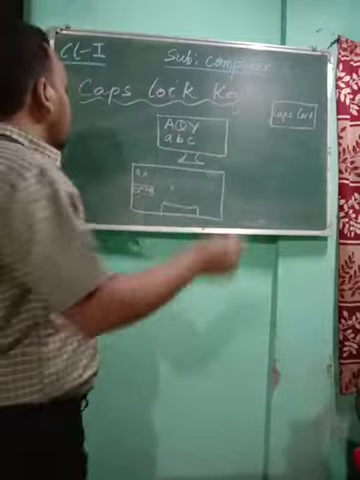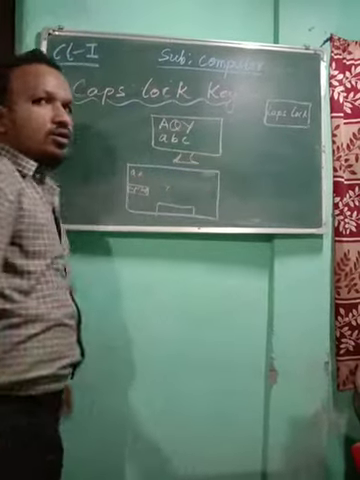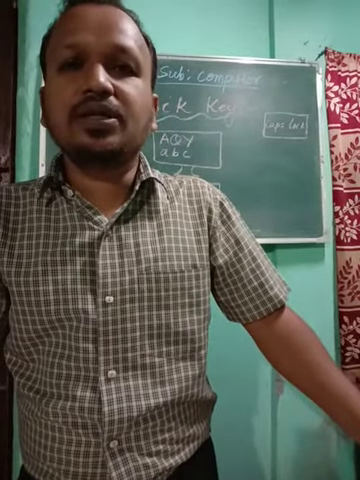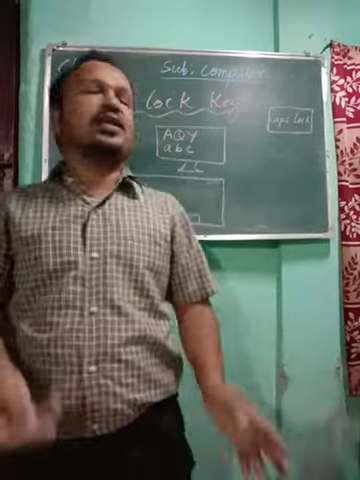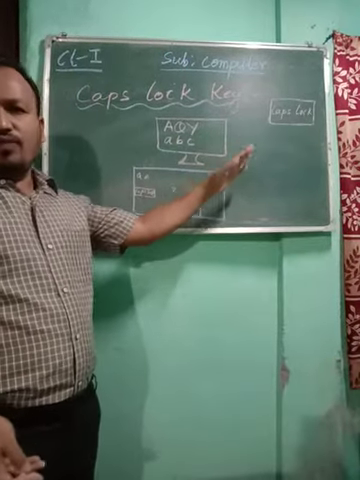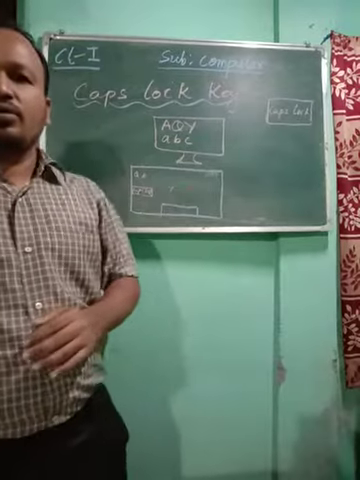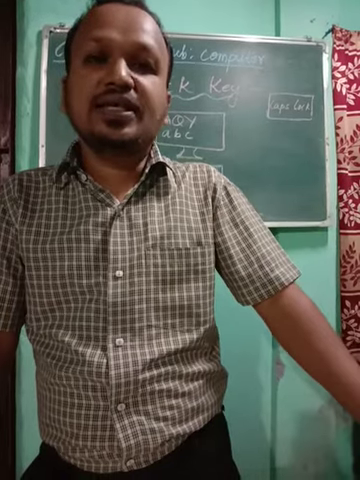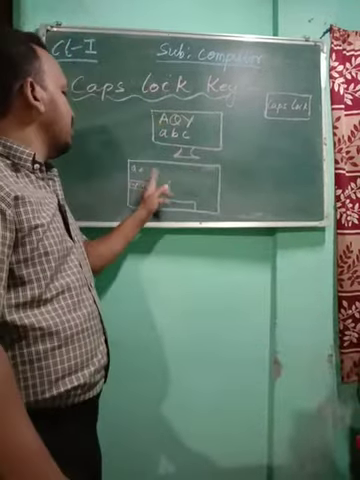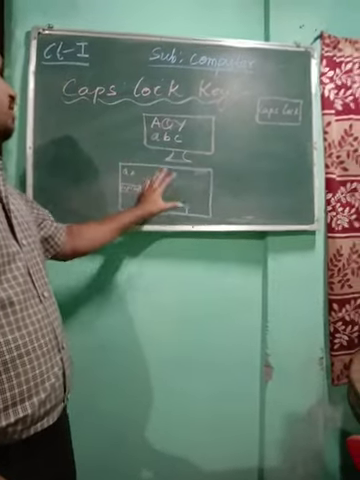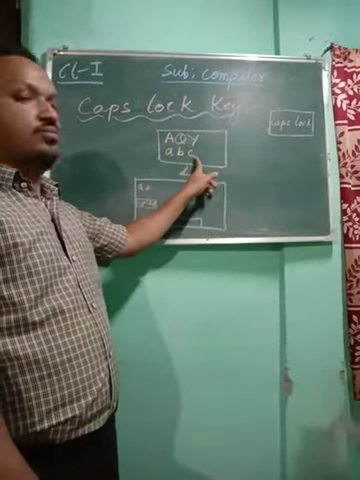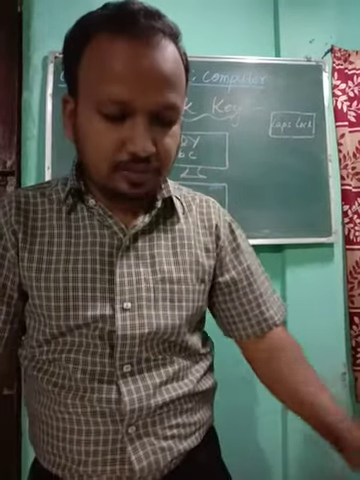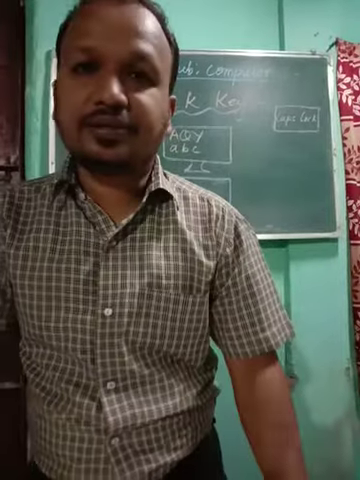Whenever you press the cap lock key and the light is on, it will come in a capital letter. So children, when you press the key once more, the light will go off. When the light goes off, you can write in small letters. When you type the keys, it will come in small letters. And when the light is on, it will type in capital letters.